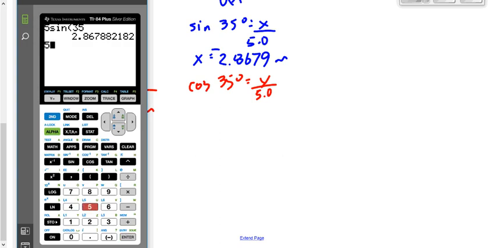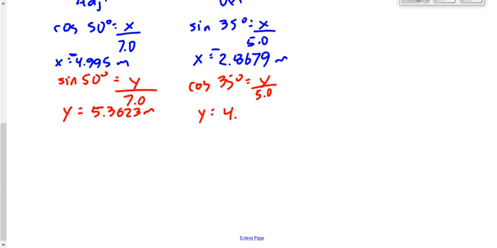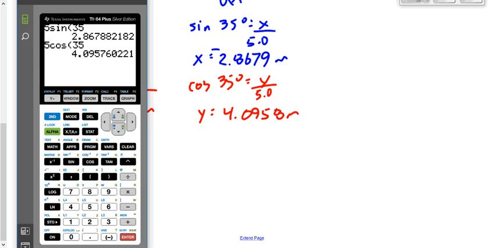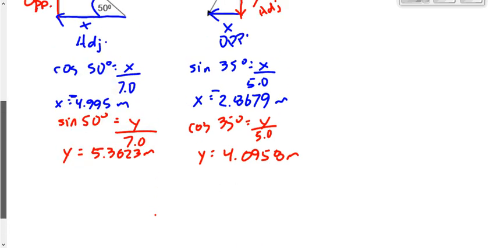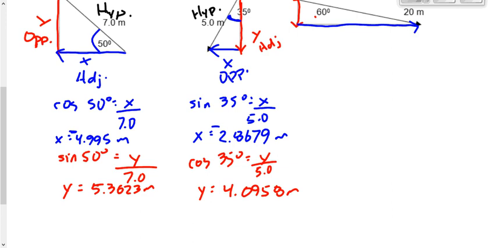5 times cosine 35 is 4.0958. Yep. Is that right? Aaron, is that right? Yep. Xander? Yeah, it's going to be negative. I mean, the number's right. Really close, right? But Xander, why should it be negative? Because the y component is down.